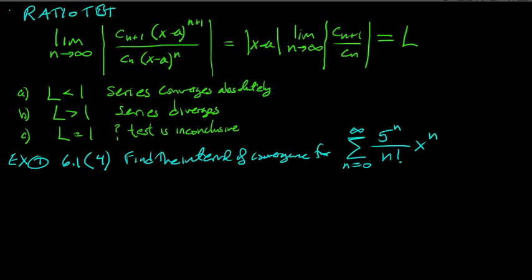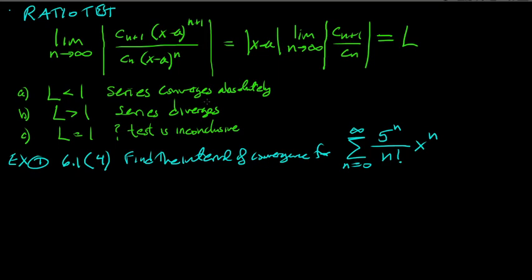Okay. So first example. This is in section 6.1, number 4 in the exercises. Find the interval of convergence for this series: the sum from n equals 0 to infinity of 5 to the n over n factorial times x to the n.